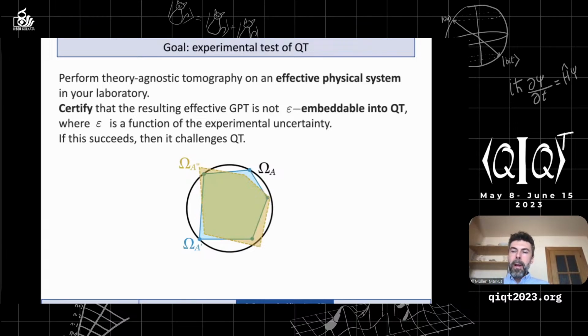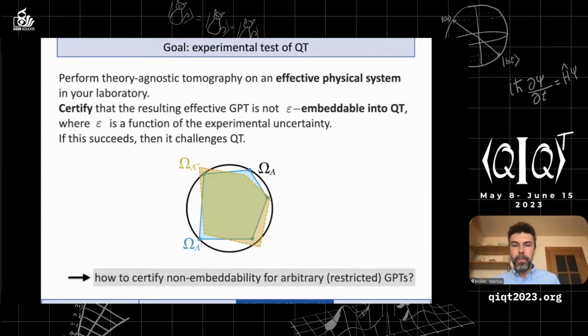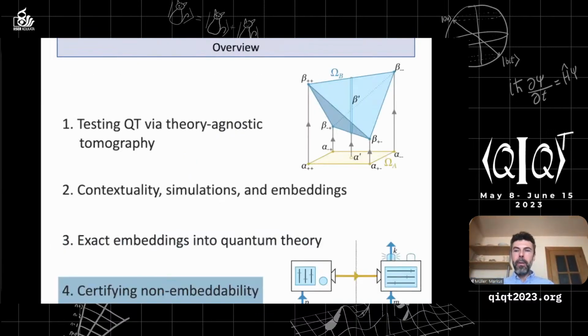So you think of, well, maybe the system in my lab, photon polarization, for example, is described by this black state space like a ball or so, omega A. I cannot implement all states, but only finitely many of them. So effectively I implement, for example, this blue state space here, this polytope. But since my data is finite, the statistic is finite, I will get some distorted version of that, kind of sticking out of it. This is like this brown one. Then I want to test if this is embeddable into quantum theory up to error epsilon, yes or no. How would I certify that it's not embeddable? And this is the question that I want to turn to now in the last part of the talk. How do we certify non-embeddability?